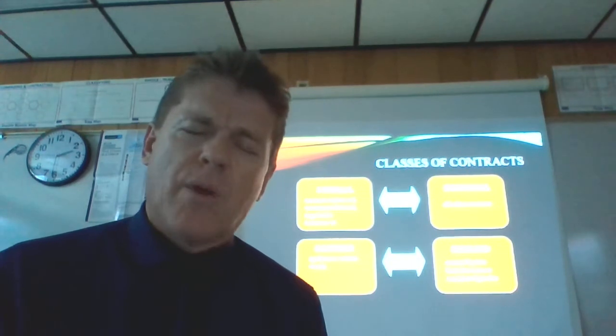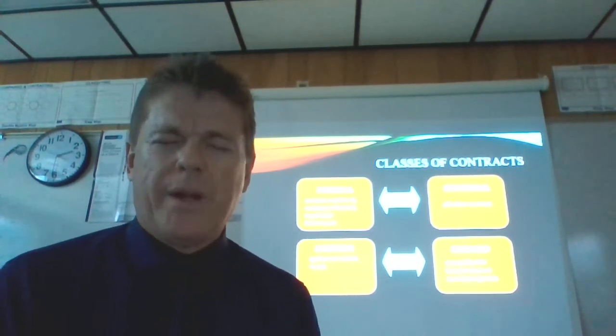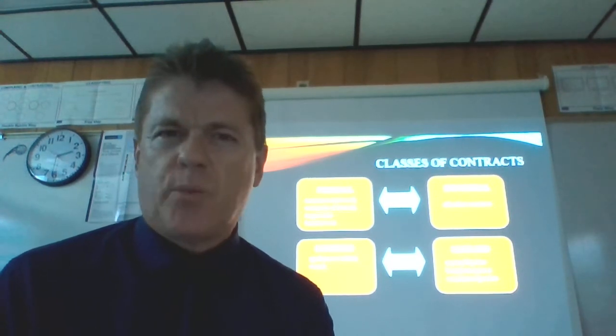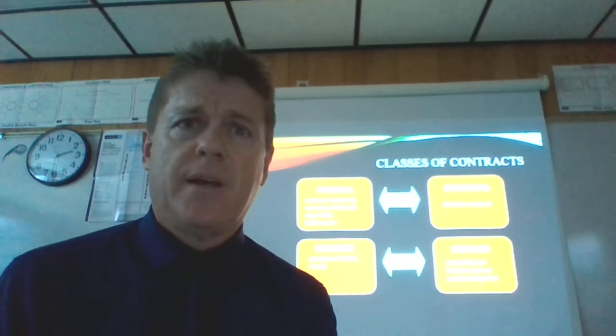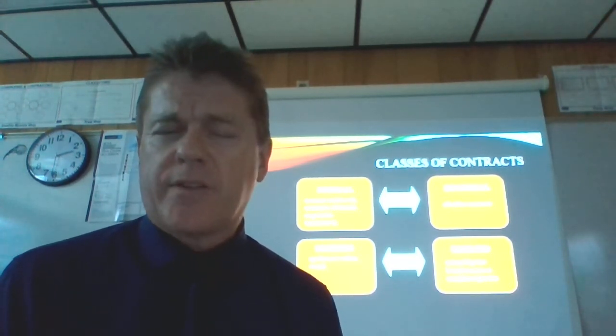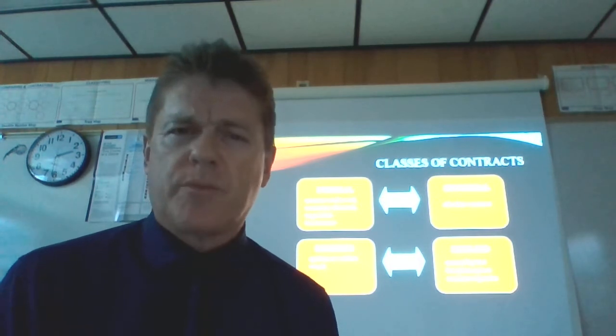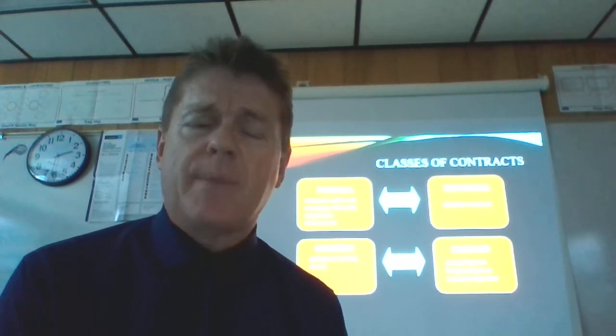We can categorize or divide up contracts in different ways. One distinction is between formal contracts and informal contracts. Formal contracts usually require some kind of seal. There are contracts of record. There could be negotiable instruments. There are particular formalities that are required for those types of agreements.